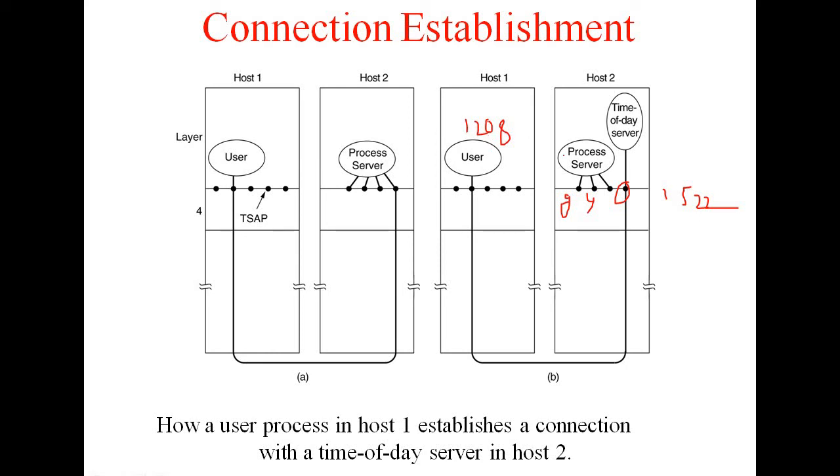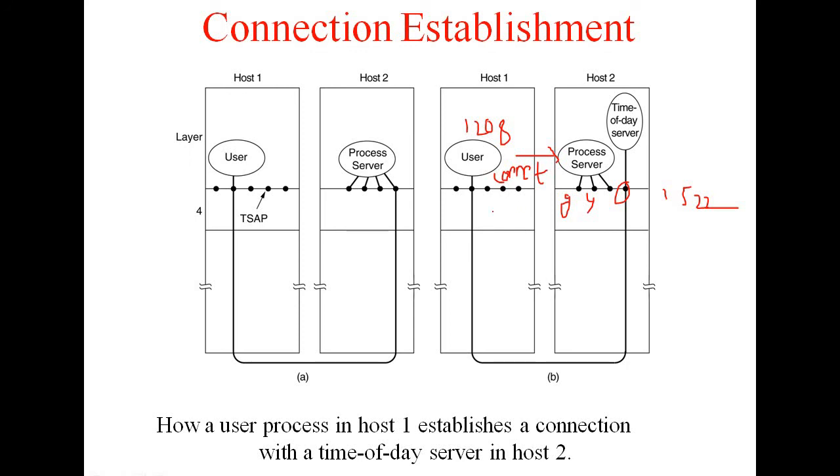Once host 2, the server, has attached itself to 1522, host 1 will now be waiting for the return call. An application process on host 1 waits to find out the time of day, so it issues a connection. Now host 1 will make a connection. For making the connection, we already know that it uses the connect primitive. This connect primitive will be executed by host 1.